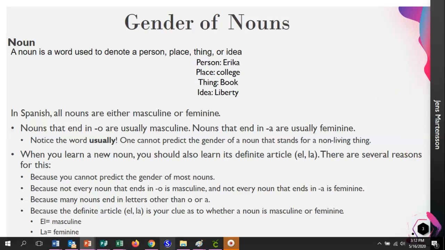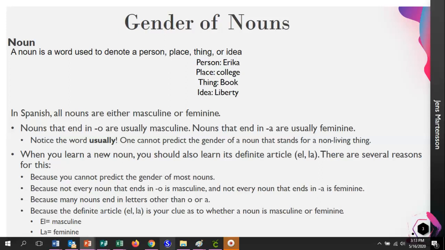With that being said, all nouns are either masculine or feminine when it comes to the Spanish language. Once again, all nouns are either masculine or feminine. In Spanish, you've got to find which of the two they are. So normally, when a noun ends in O, it's usually masculine, and if it ends in A, it's usually feminine. I did say usually because that is not the case, of course, all the time.